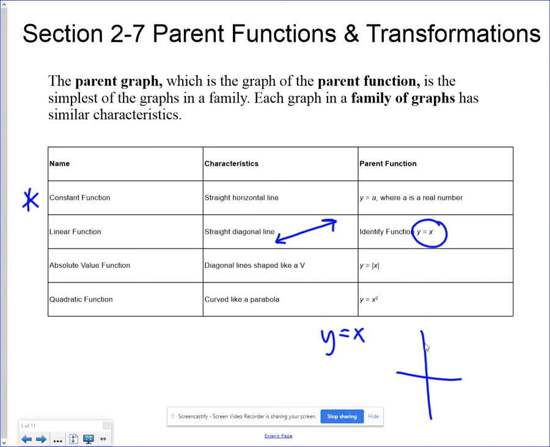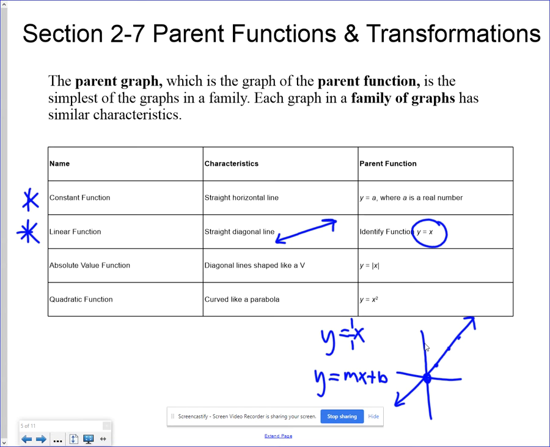So the line y equals x is the parent of the linear function family. Again, we know how to graph this. It's in the form y equals mx plus b. It doesn't have a b, so it will begin at 0. The slope of this line is 1 over 1, so up 1 over 1 and so forth. So this is the parent of this family, called linear functions.